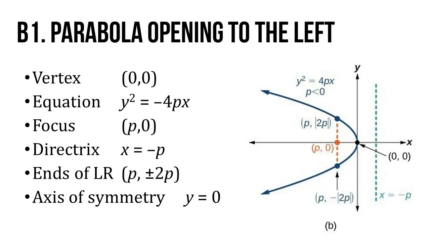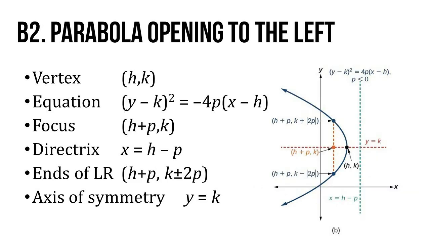When a parabola opens to the left and the vertex is at the origin, (0, 0), the equation is y squared equals negative 4px. The focus is (negative p, 0). The directrix equation is x equals p. The ends of the latus rectum are (negative p, plus or minus 2p), and the equation of the axis of symmetry is y equals 0.